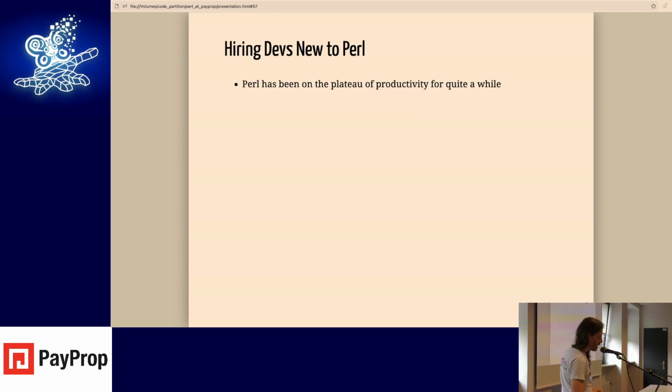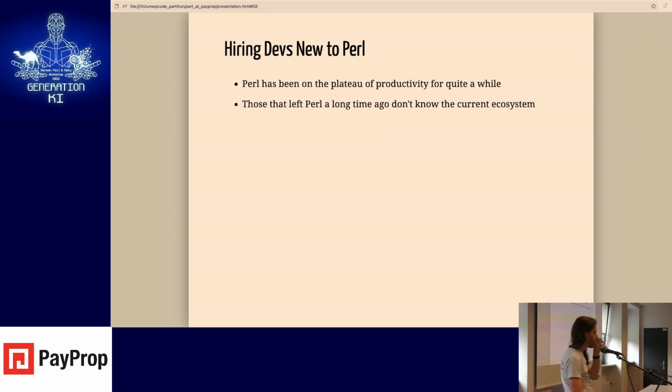Julian's talked about this a little bit. We hire devs new to Perl. And it's been on the plateau of productivity for a while, I think. Those that left it a long time ago don't know the current ecosystem. They've still got this idea that it hasn't moved on in 20, 25 years. You know, like as soon as they moved to their new favorite language, Perl stagnated, which was maybe the case for a couple of years, but actually no.